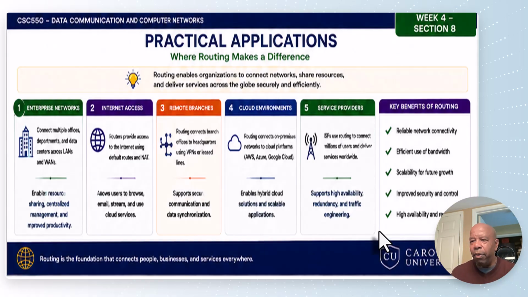Again, when you think of a router, think of changing paths, direction, moving packets of data to different places, okay, which may or may not be your final destination.